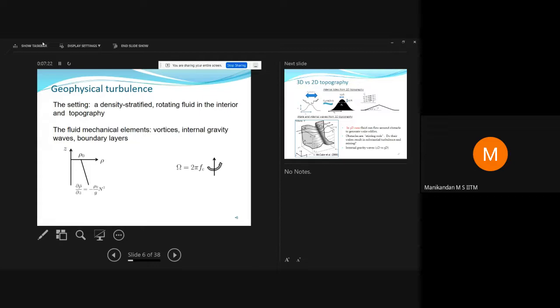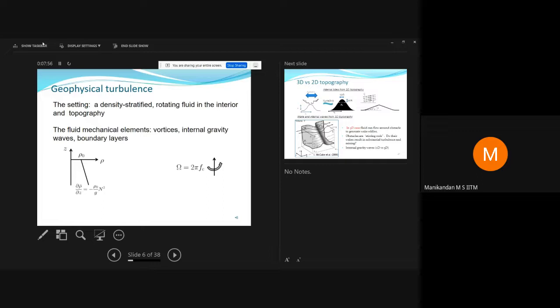So natural frequency gradient. And then similarly, you have Earth's rotation, and then you have omega, which is your rotation rate, and that is 2 pi times f c. Okay, so then you have two new dynamical parameters, N squared and your Coriolis f c, and those affect the fluid mechanical elements that we all know about. Like vortices, boundaries, and so on.